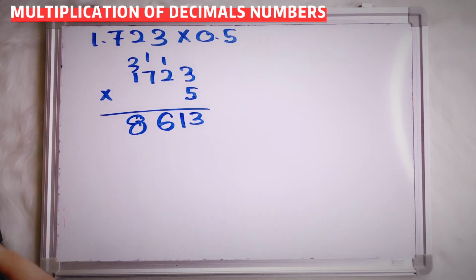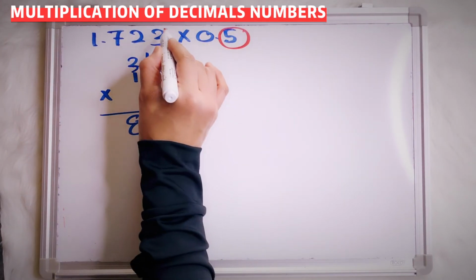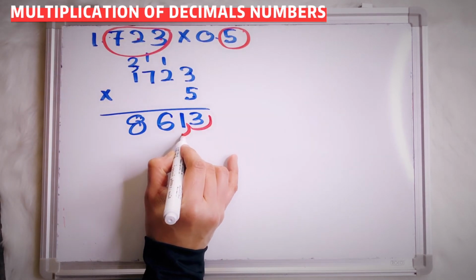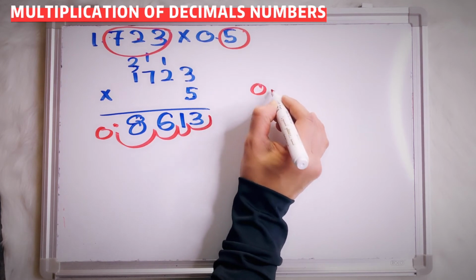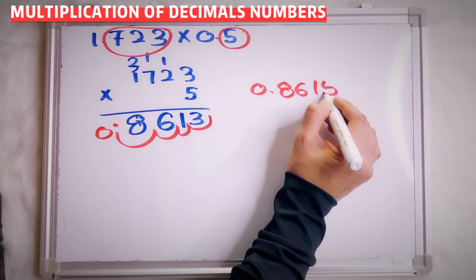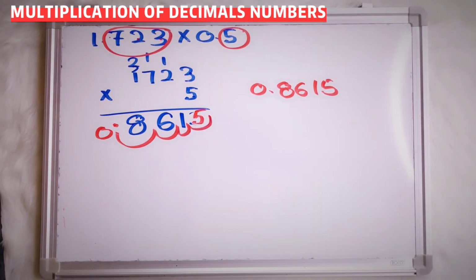After the decimal, how many numbers do we have? 1, 2, 3, 4. Move 1, 2, 3, 4. So your answer will be 0.8615. Sorry, here will be 5, so 0.8615.